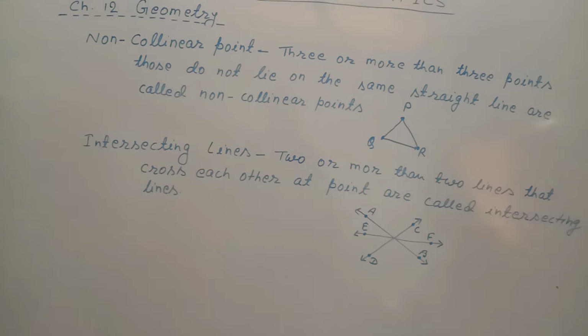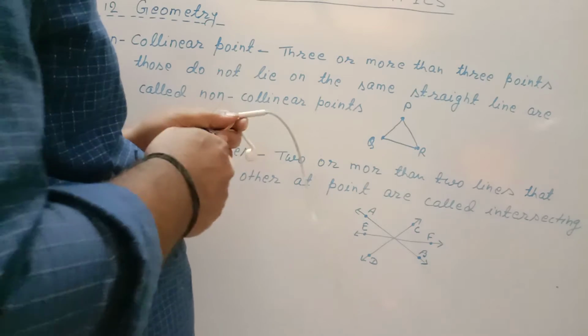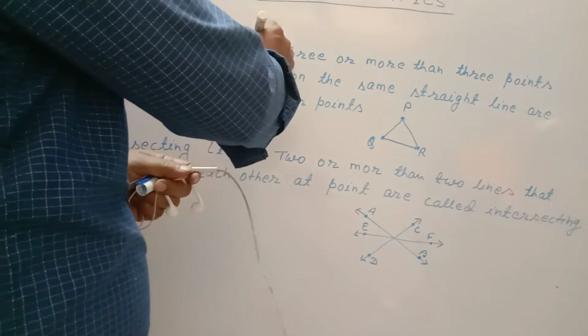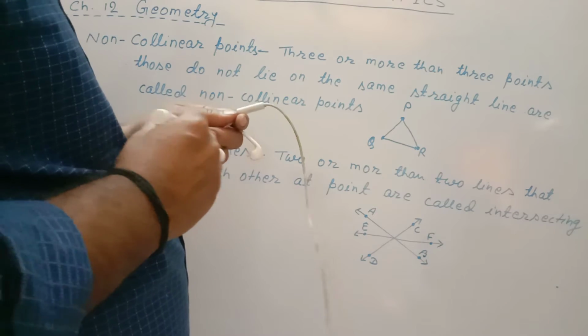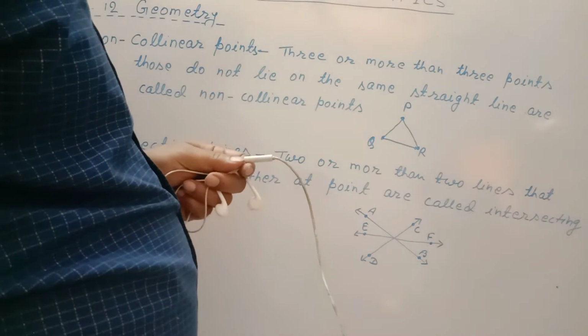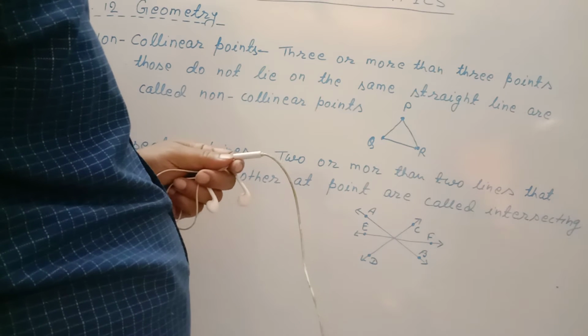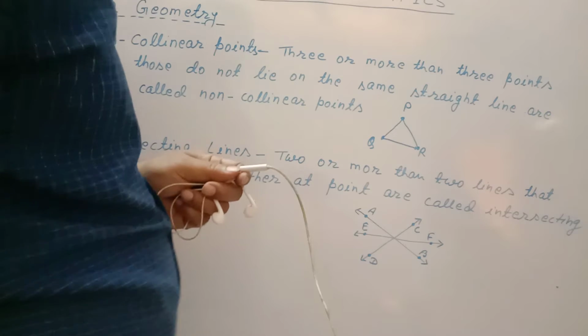Next is non-collinear points. 3 or more than 3 points, those do not lie on the same straight line, are called non-collinear points. Here points will be plural form. In this example, these 3 points P, Q and R, these 3 points do not lie on the same straight line. Therefore, these 3 points P, Q, R are non-collinear points.